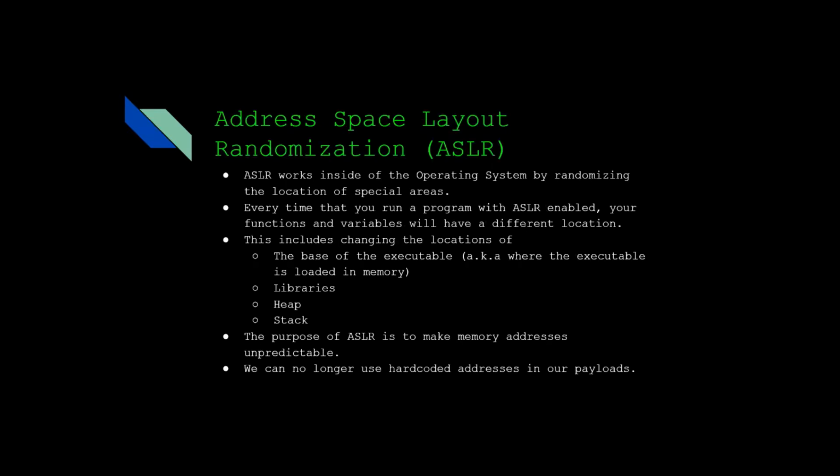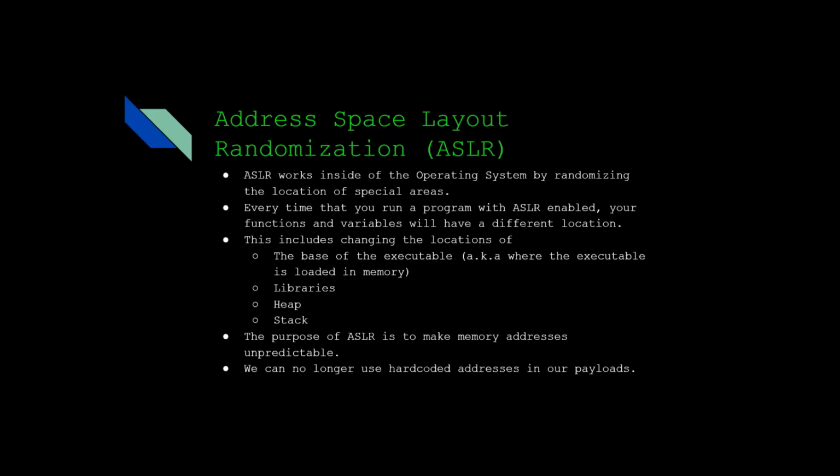Next, we have ASLR. Address space layout randomization is a technique used by operating systems. It will randomize the location of special areas of your code. So every time you run a program with ASLR enabled, you'll find that your functions and variables are going to be loaded at a different location. This means that locations such as the base of the executable, which is where the executable is loaded up in memory, are changed. Also, your libraries, your heap, and your stack addresses are changed as well.